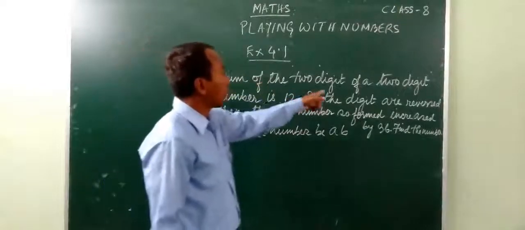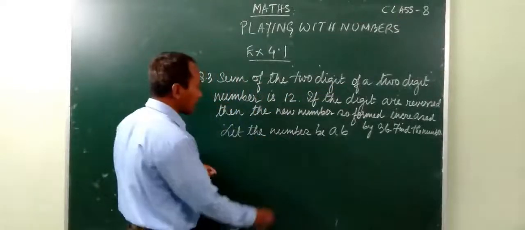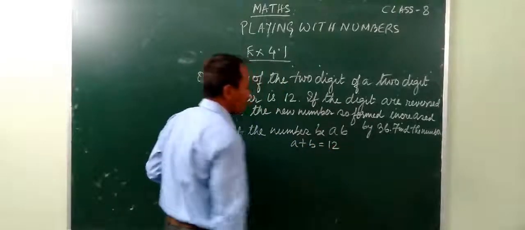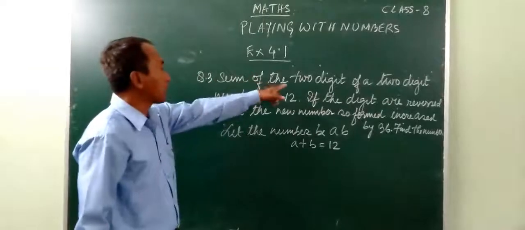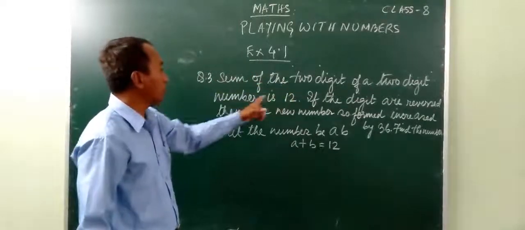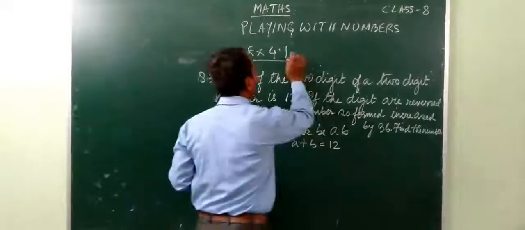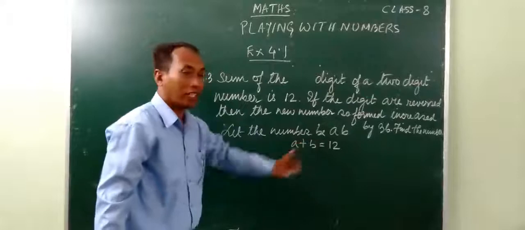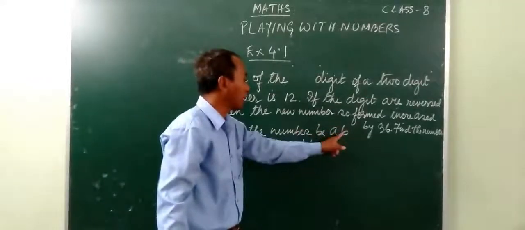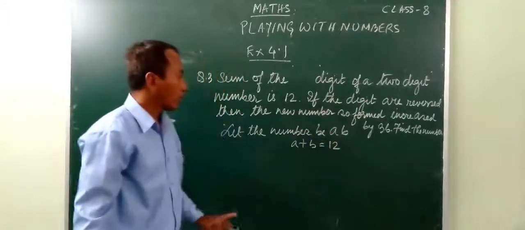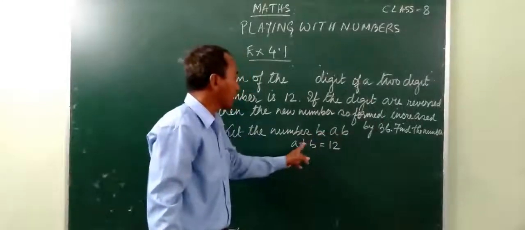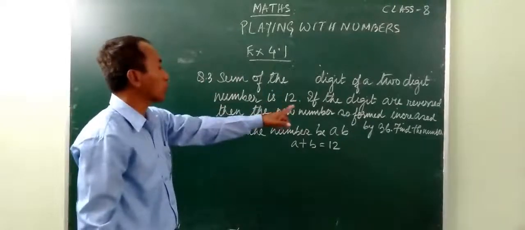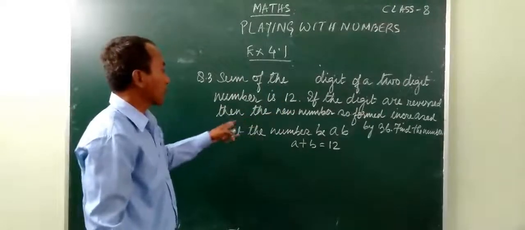Now, the sum of the digits of a 2-digit number is 12. So what is it saying? A plus B is 12. So A plus B is what? 12. When you add A and B, it becomes 12. Now, if the digits are reversed, then the new number formed is increased by 36.